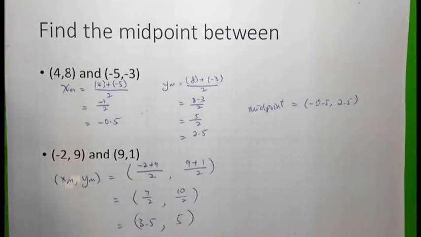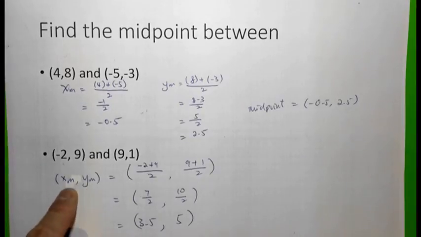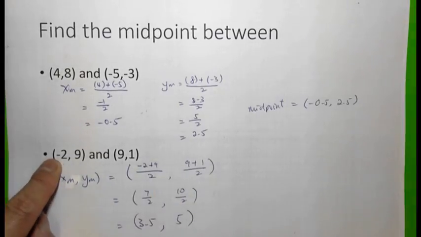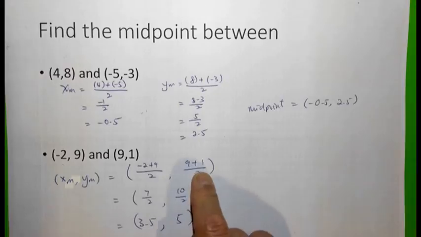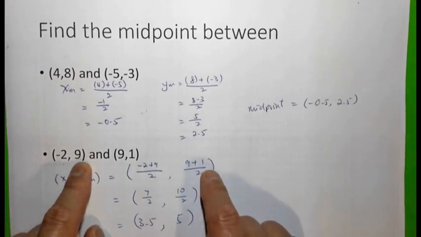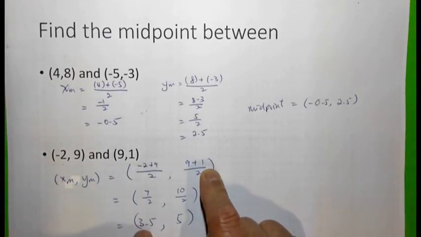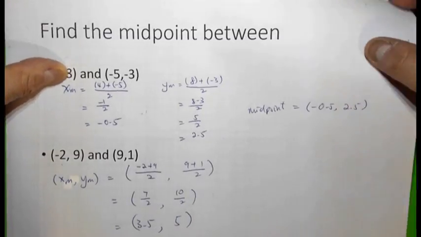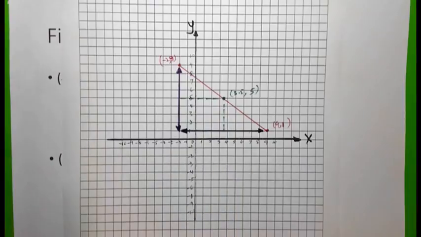Let's look at the other point. Same process, we just write it slightly differently. Directly using the coordinates way of writing, we can work out x and y. So x is minus 2 plus 9 divided by 2, y is 9 plus 1 divided by 2, which gives us 3.5 and 5. Well, this is the same as the graphical method.